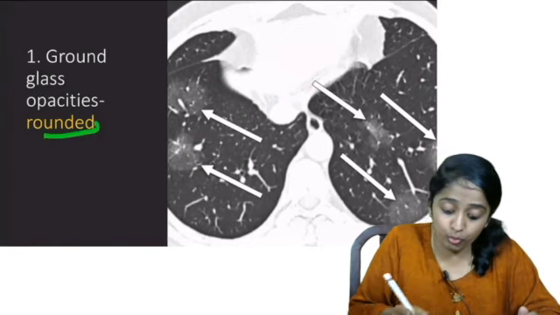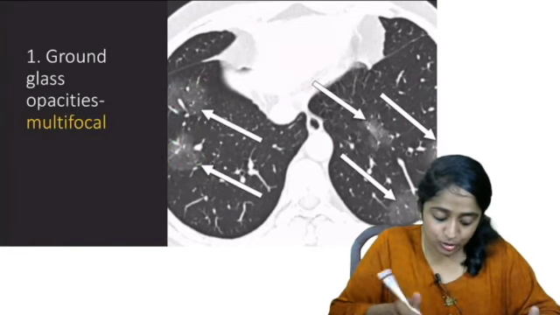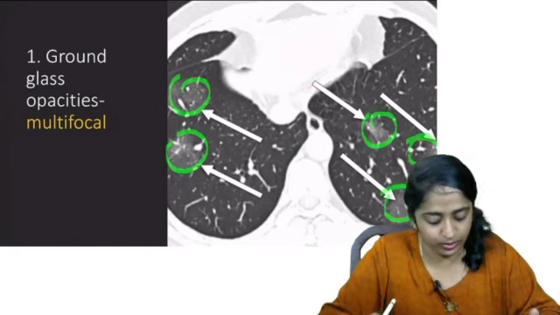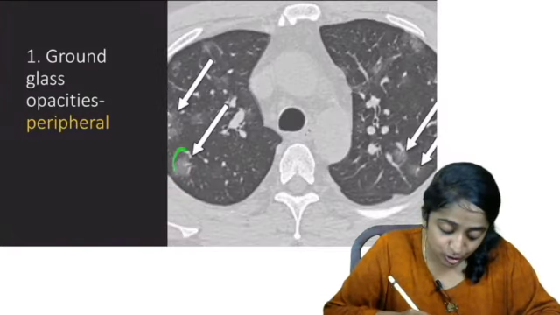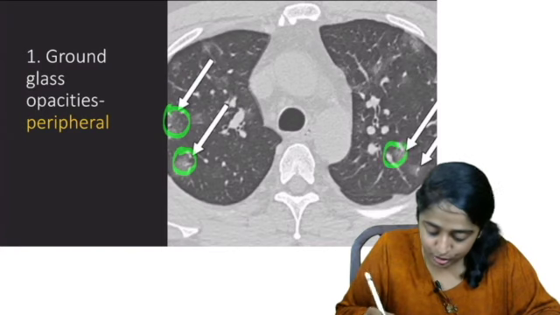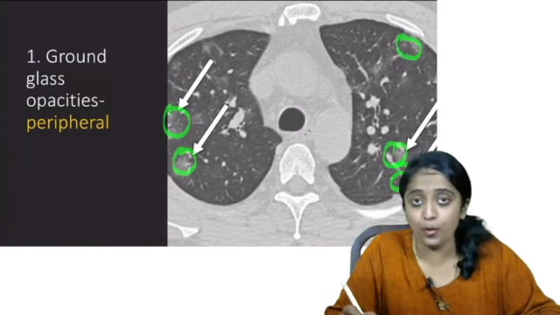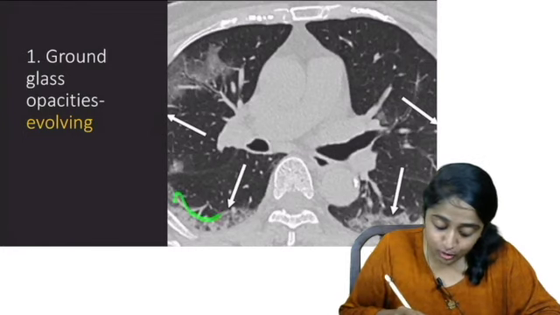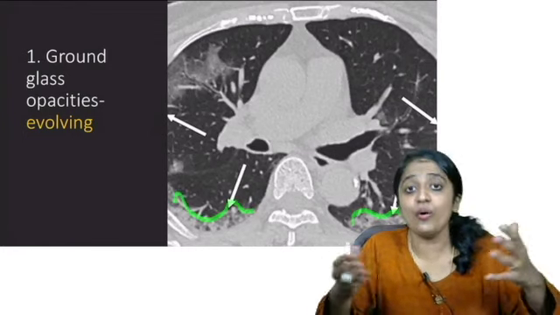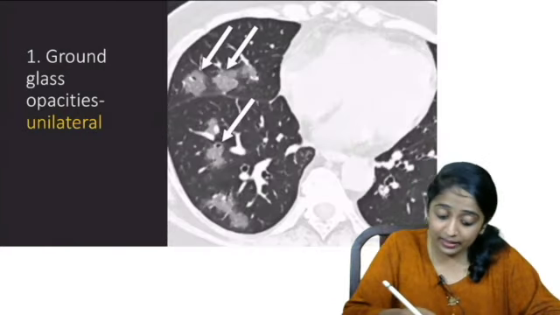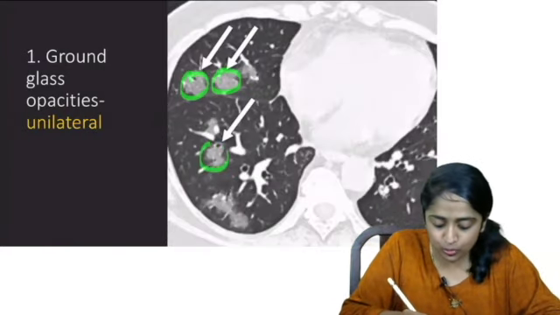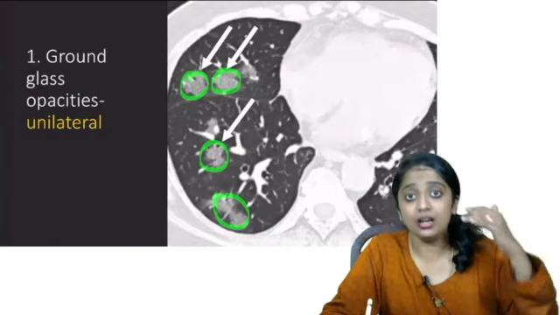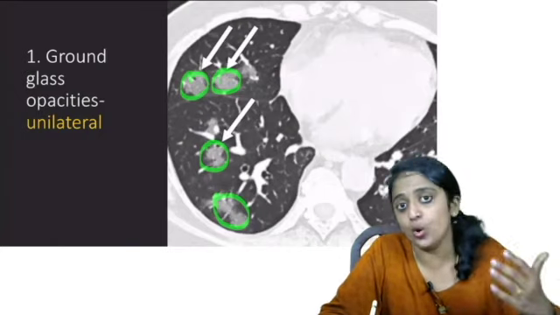They tend to be rounded. See? They tend to be multifocal. One, two, three, four, many more. Okay? And they tend to be in peripheral distribution. That is yet another feature supporting COVID-19. And what else is seen? They tend to be evolving, they tend to coalesce together, and rarely they can be unilateral, rounded ground glass opacities, which can be unilateral. These are the high probable findings in COVID-19.